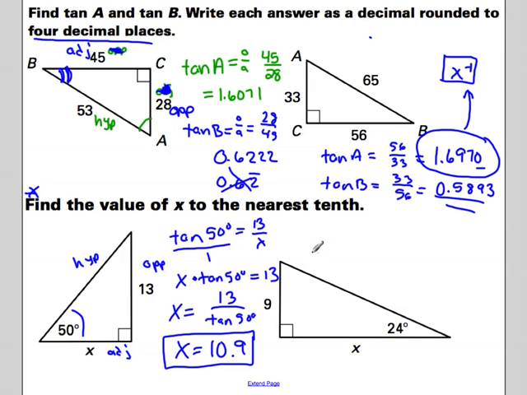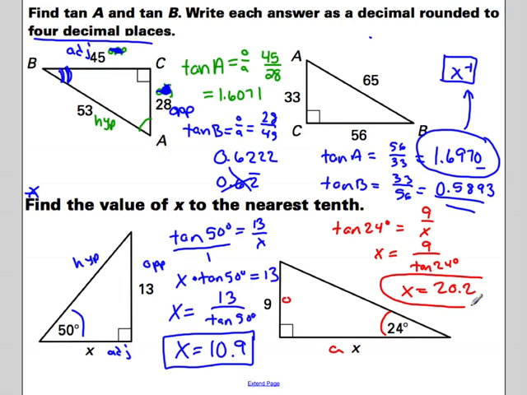Try the second one on your own, and we'll come back and meet together in just a second. Welcome back. Hopefully you found that the tangent of 24 degrees, where this was the opposite side and this was the adjacent side, is going to be 9 over x. When you cross multiply and divide, you get x equals 9 over the tangent of 24 degrees. So x is approximately 20.2.